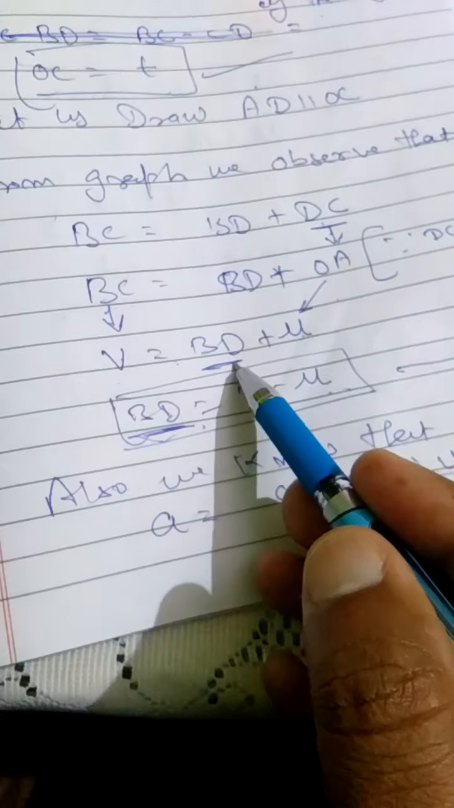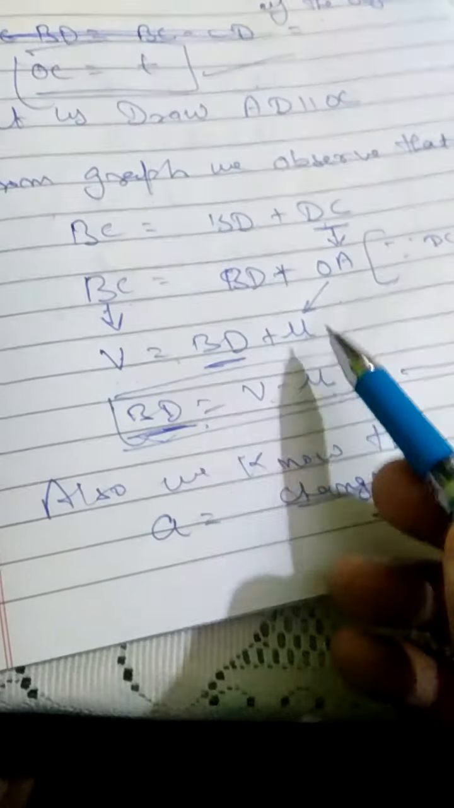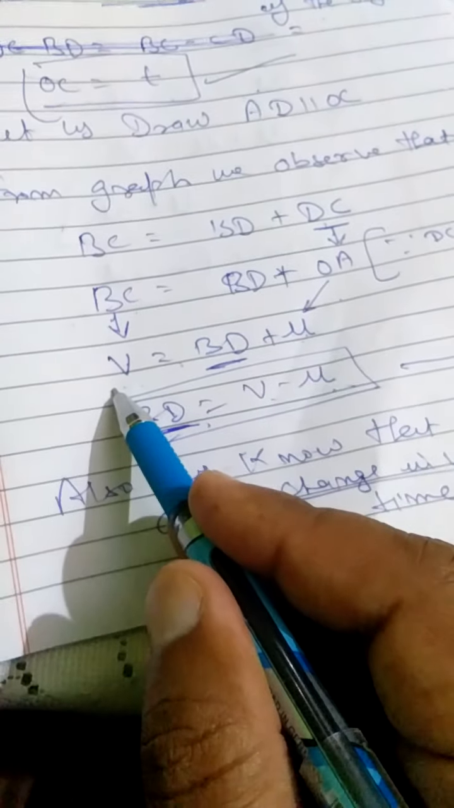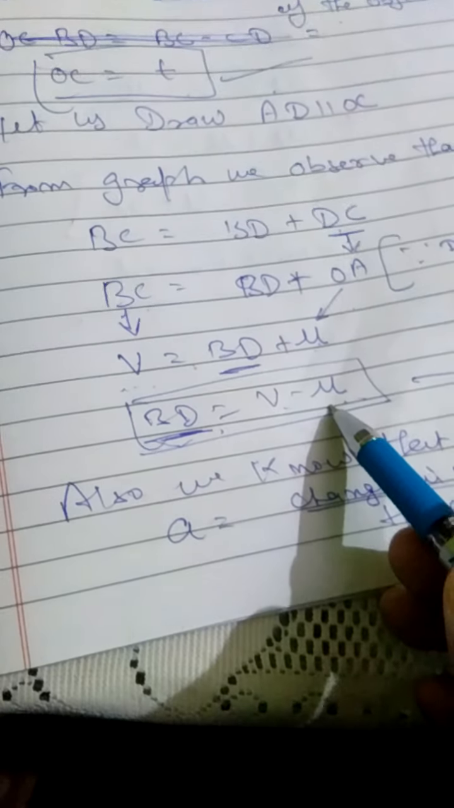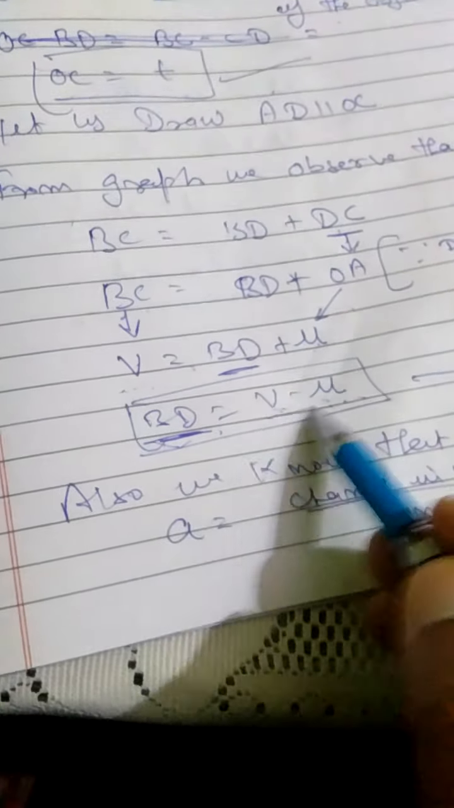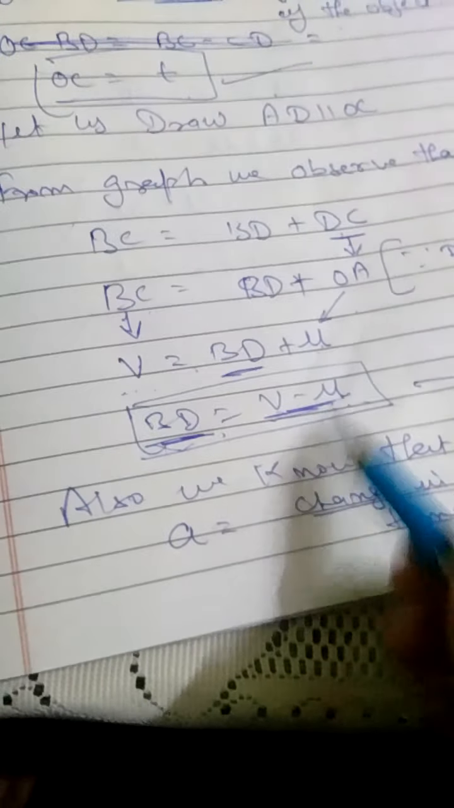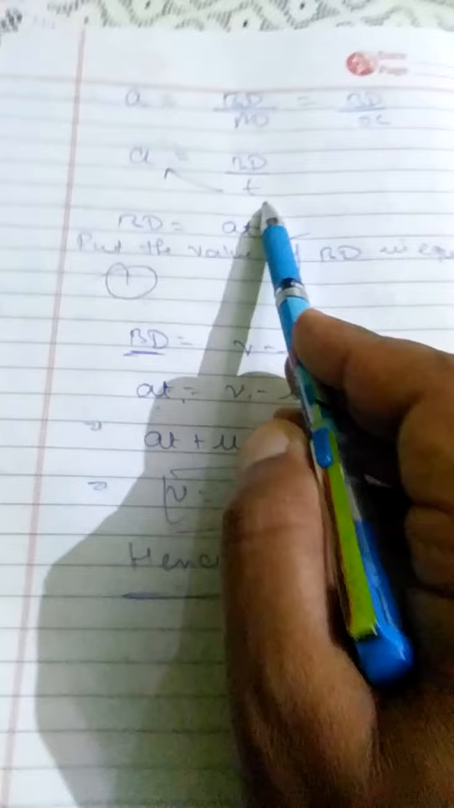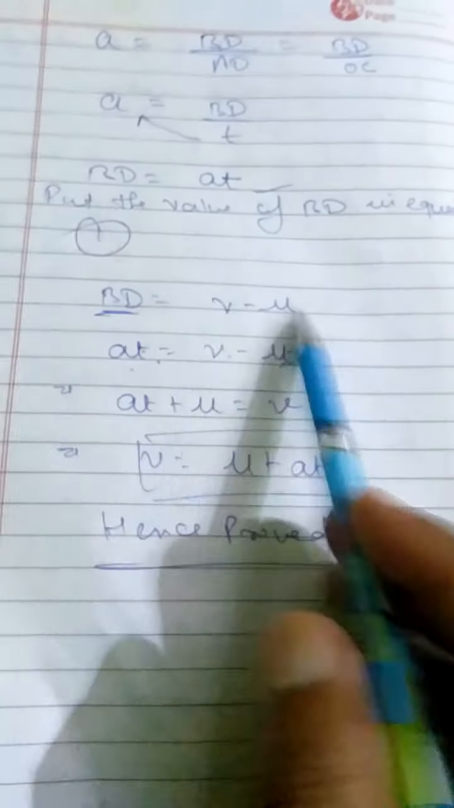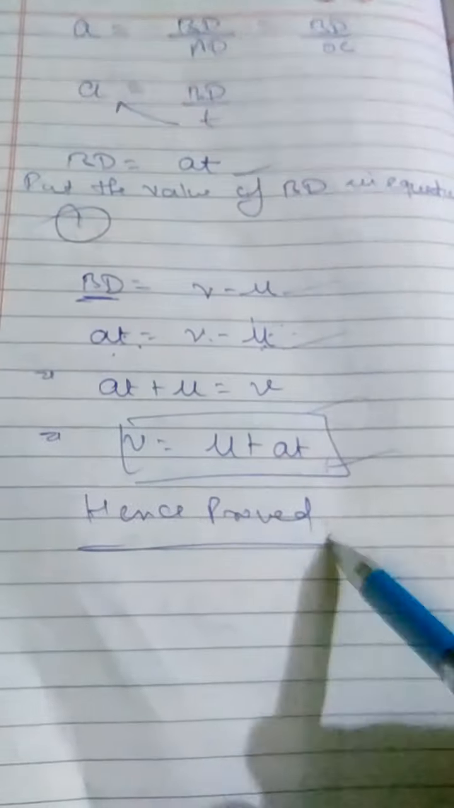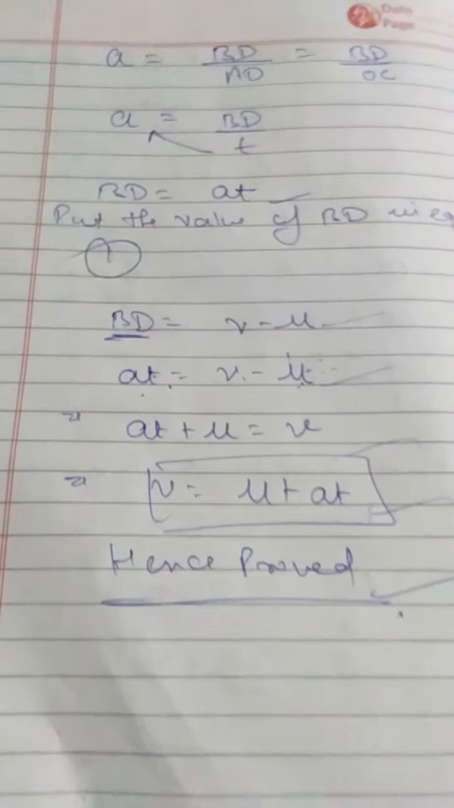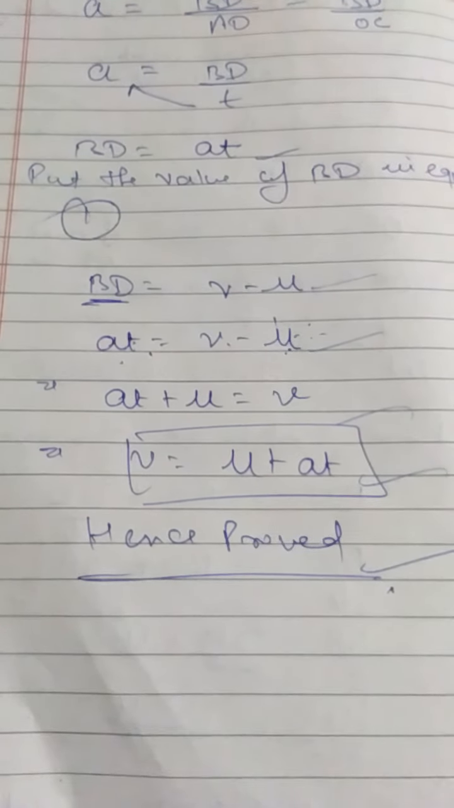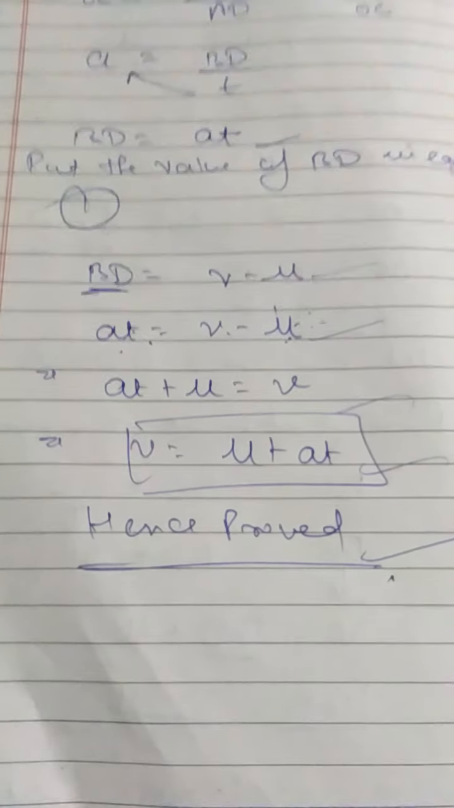From here we will calculate the value of BD by moving U to the left hand side. It is plus here, coming on the left hand side it becomes negative. So BD is equal to V minus U. This is the change in velocity, and change in velocity per time is known as acceleration. So A is equal to BD by AD, that is BD by OC. Cross multiplying, we get V minus U is equal to AT. Put these values here and we will get the relation. This is the proof for the velocity time relation. Okay beta, have a nice day.